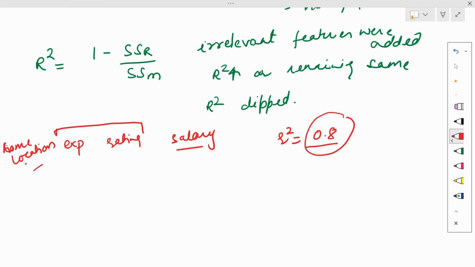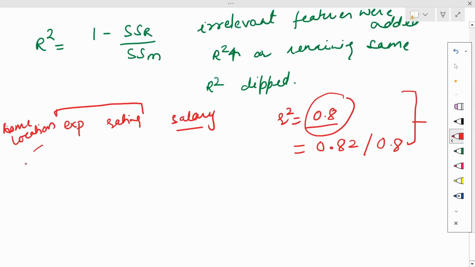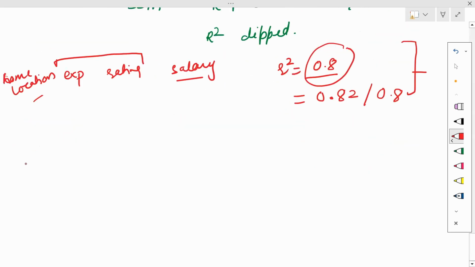Instead, either R square will increase if it finds some relevance with respect to home location, which actually is not correct, or it will remain the same. So it will give us an incorrect picture of how features are able to explain the target variable. To eliminate this problem, adjusted R square came into the picture.